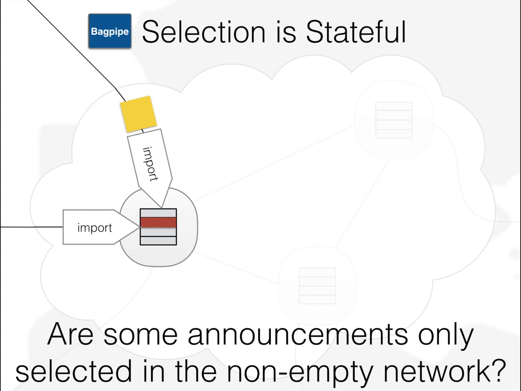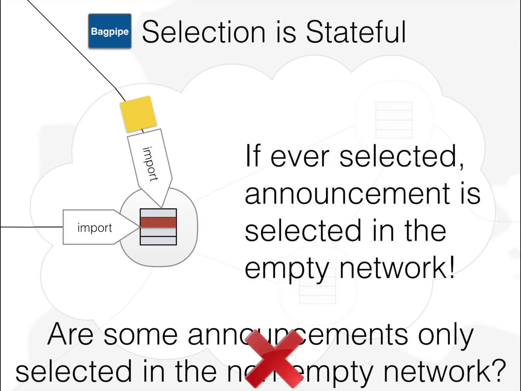However, it is actually impossible for an announcement to be selected only in the non-empty network. And the reason is that when there's no other announcements to compete with the announcement, BGP will always select the only announcement that is actually there. So in other words, if an announcement is ever selected, it is also selected in the empty network because there's no competition.